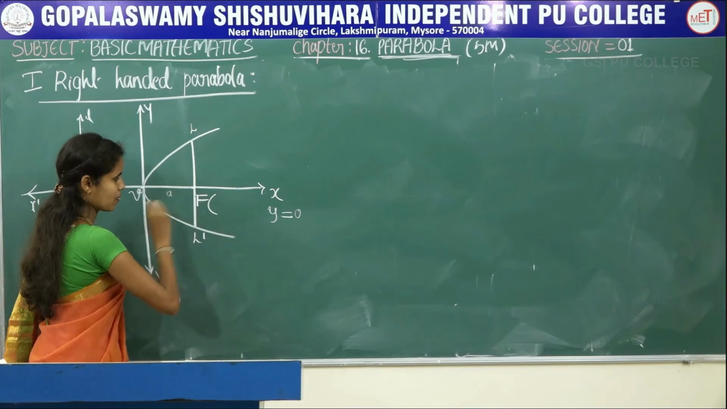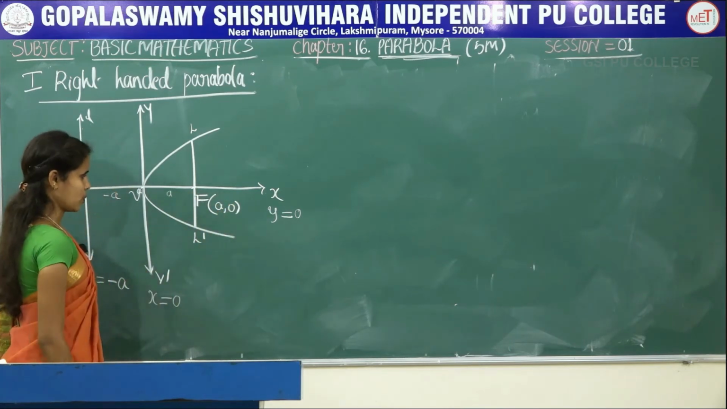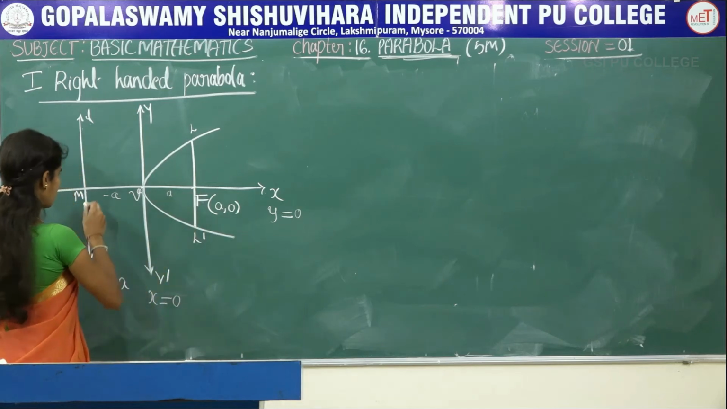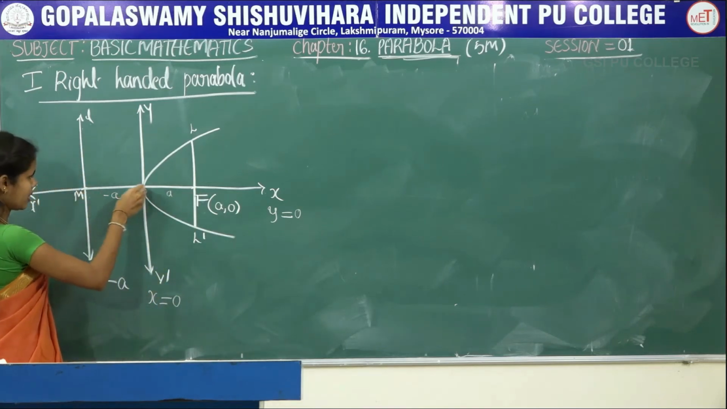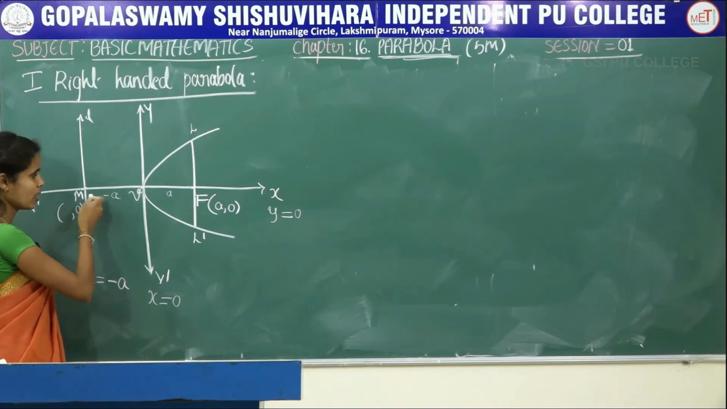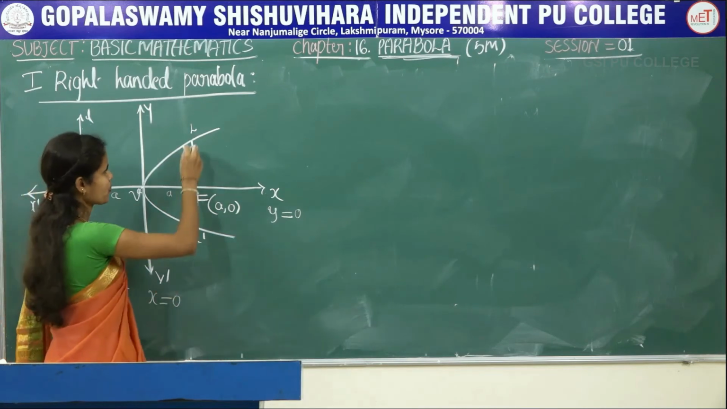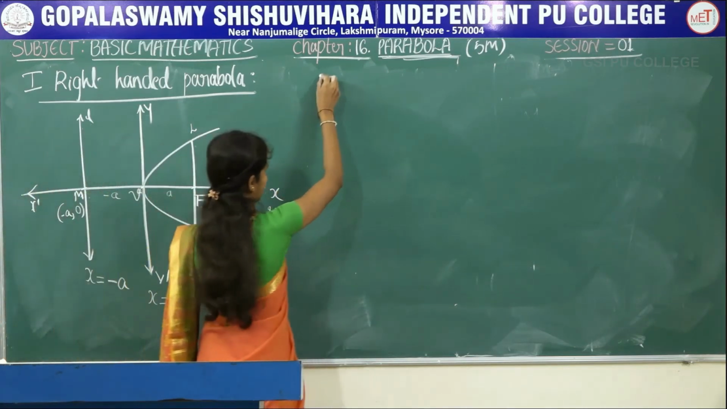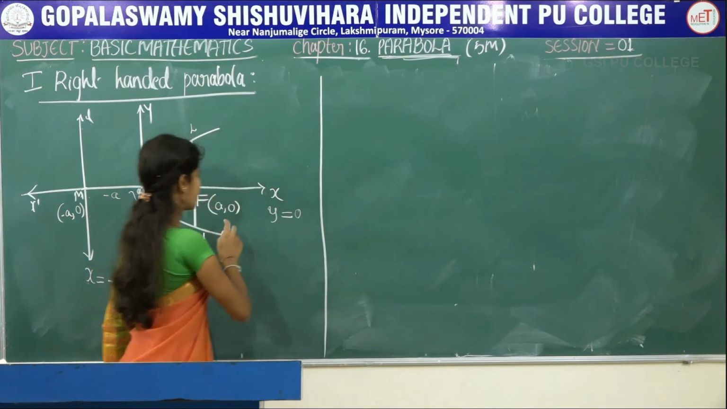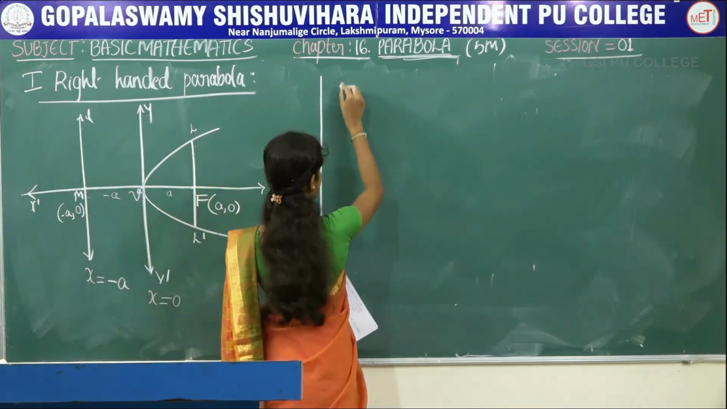Here the coordinates of F are A comma 0. The coordinates of M: the point lies on the x-axis, therefore the y coordinate must be equal to 0, and the x coordinate is minus A, so the coordinates are minus A comma 0. Okay. This is the graph of the right-handed parabola. Now, characteristics.